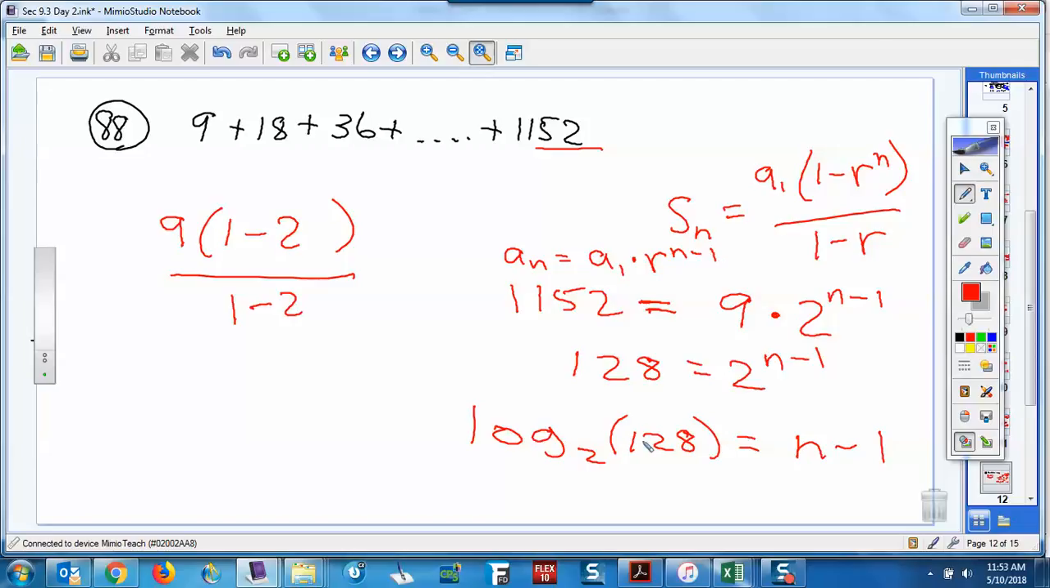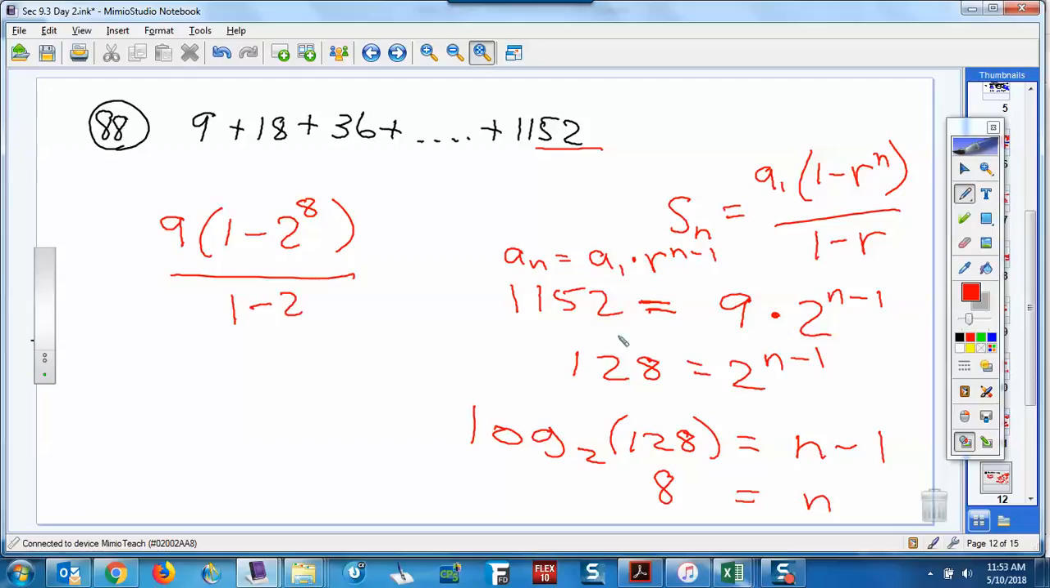So, how do we type this into our calculator? Log 128 or ln 128 divided by ln 2, either the log button or ln, doesn't matter. Ln 128 divided by ln 2, and then add 1. And what do you get? 8. Okay? And so now that we know that n is 8, we can go put an 8 right up here. So that's important. I want you to be able to do that.